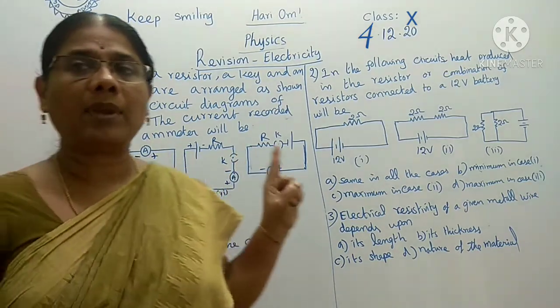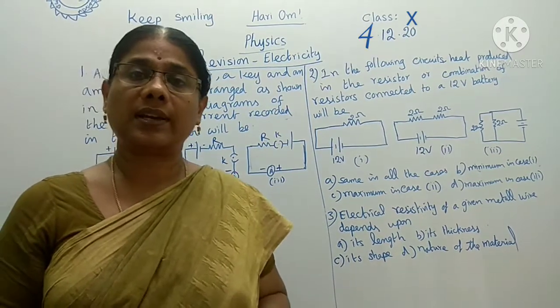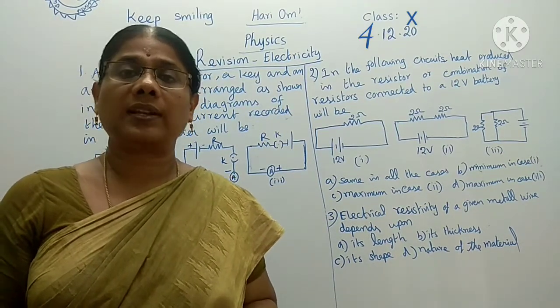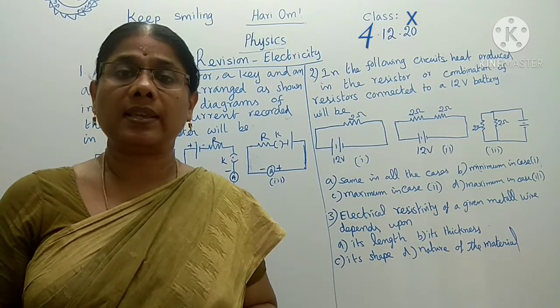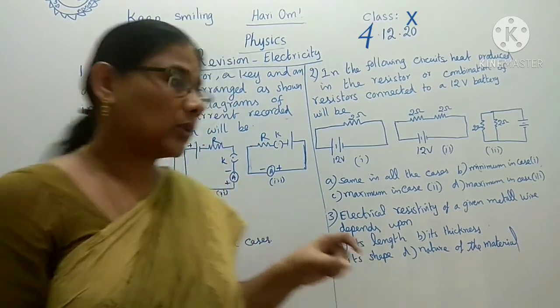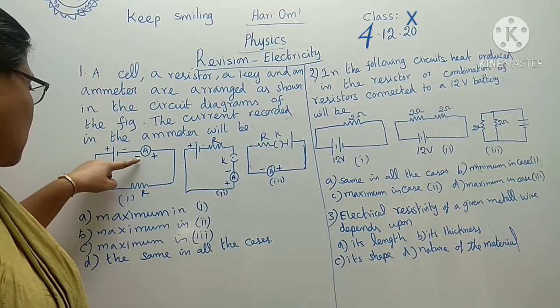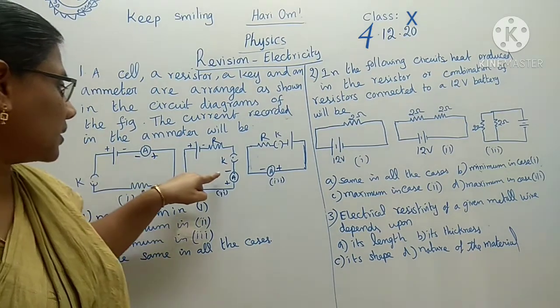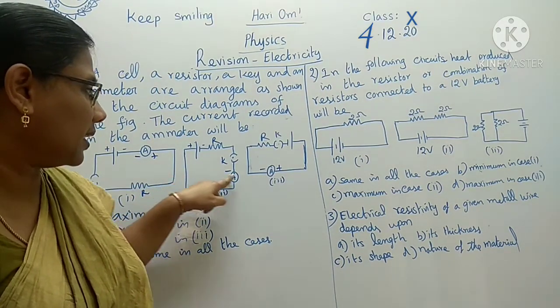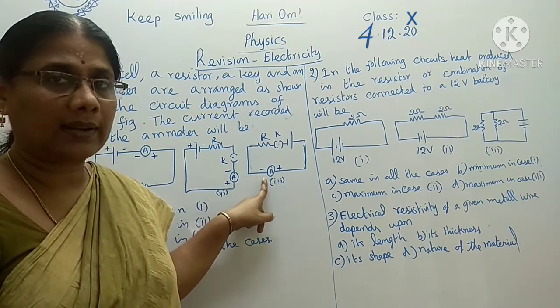How can we connect the ammeter in the circuit? Gauri Shankar? Yes. We should connect the ammeter in series in the circuit. So here, how are the ammeters connected? Yes. This one is connected in series. The second circuit is also connected in series. Then the third one is also connected in series.